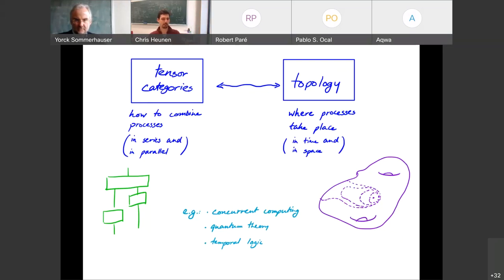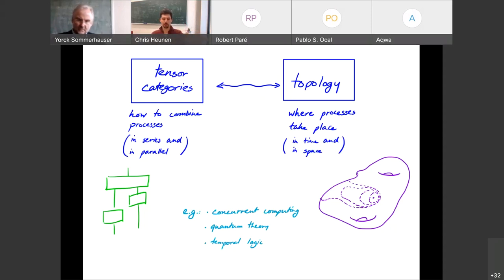So by tensor category, I really mean some way of combining processes together, both in series and in parallel. So if you look at this picture on the bottom left, these green boxes, you think of the green boxes as doing certain things to certain systems, going from below to above. They take some input, they do something, they produce some output. And you can compose them in series, so next after each other, or in parallel next to each other. And topology, the way I see it, is a study of where things take place.